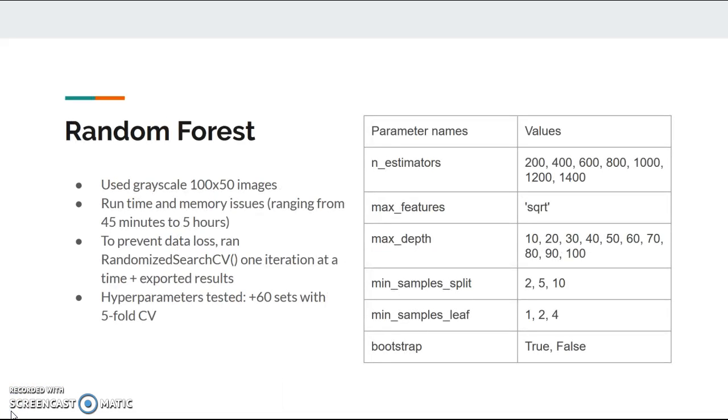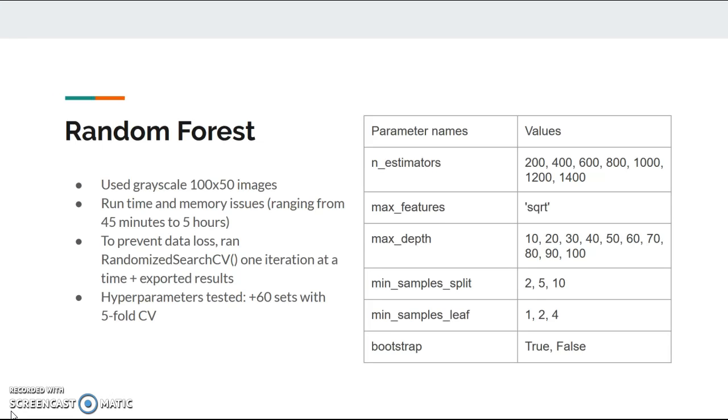In hyperparameter tuning for the random forest algorithm, we used the same grayscaled images that we generated last time. Also, in order for us to be able to search a wider range of hyperparameters without taking too much time, we used randomized search CV as opposed to grid search in initial hyperparameter tuning.